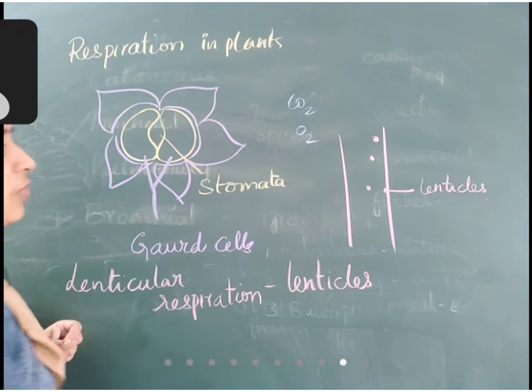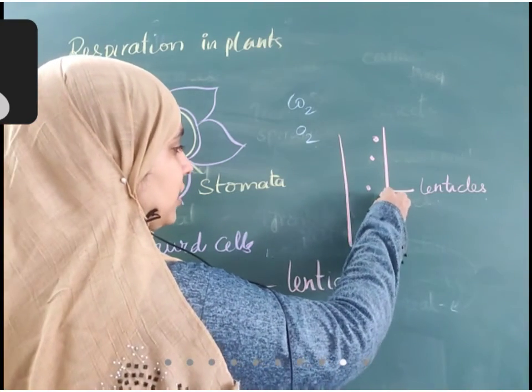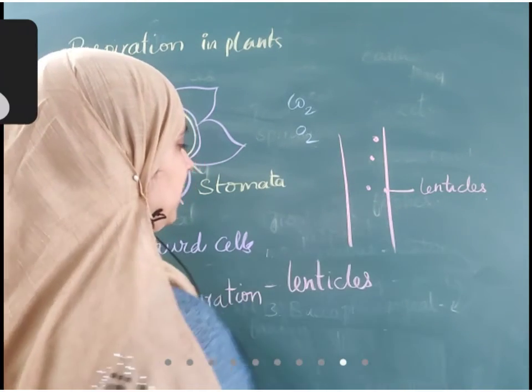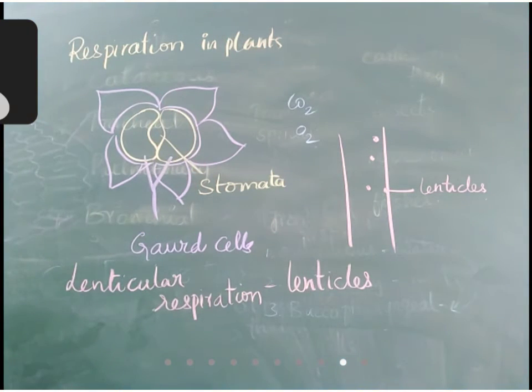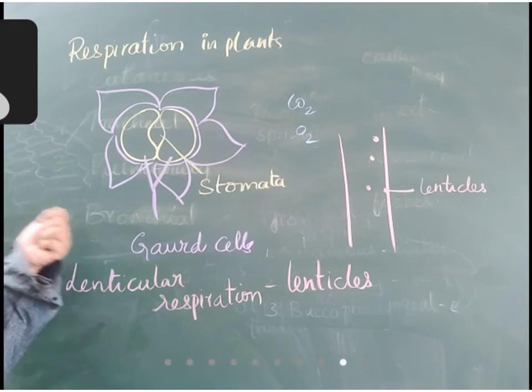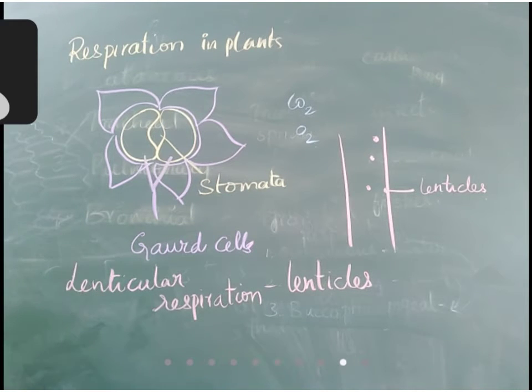These lenticels which are present on the stem help in exchange of gases from the external environment, similar to the stomata. It is not present in all plants. If you have a curry leaf plant at your home, observe the stem of the plant. There are so many lenticels over the stem of curry leaf plants.